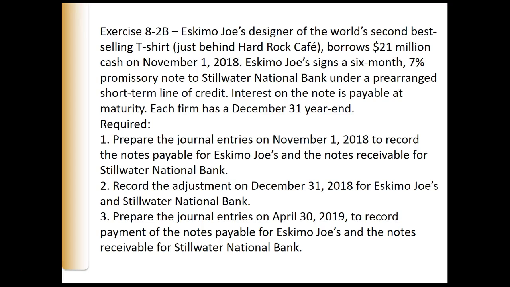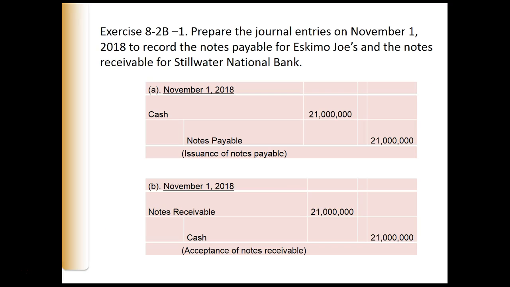So we're doing both sides of the transactions. So first we're going to prepare the journal entries on November 1st. So for Eskimo Joe's, they are receiving $21 million cash, a debit, and a credit to notes payable of $21 million. Now, if you think about the bank, we will debit notes receivable for $21 million and credit cash of $21 million.